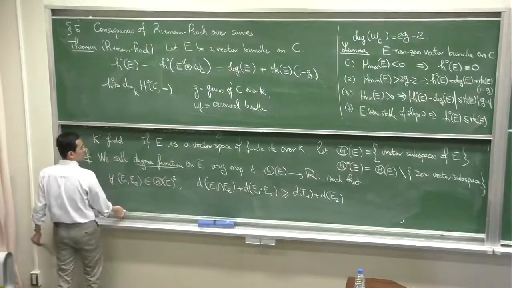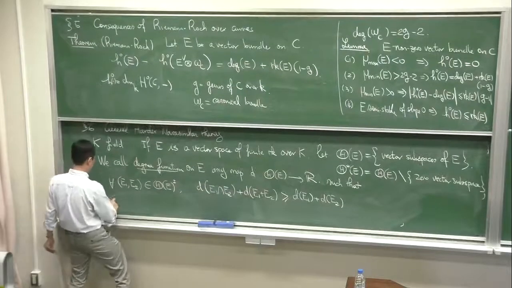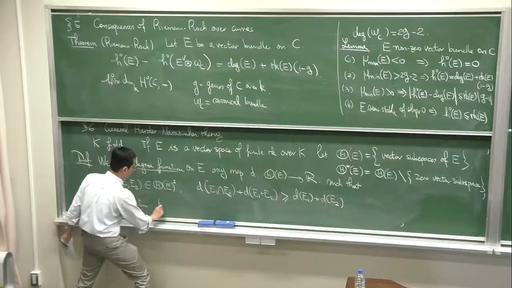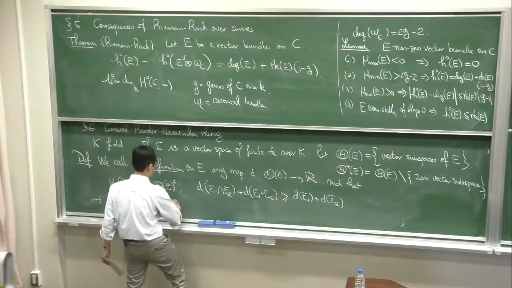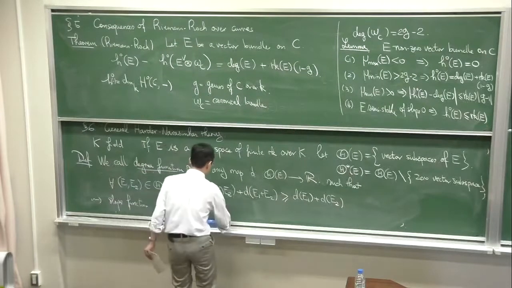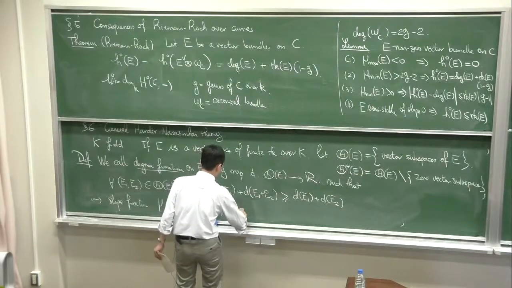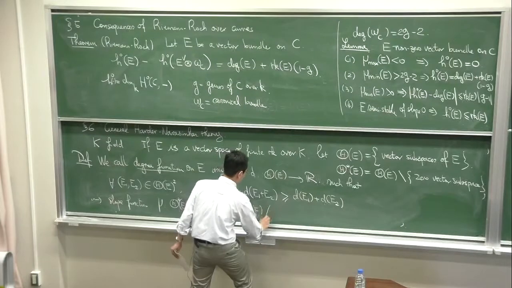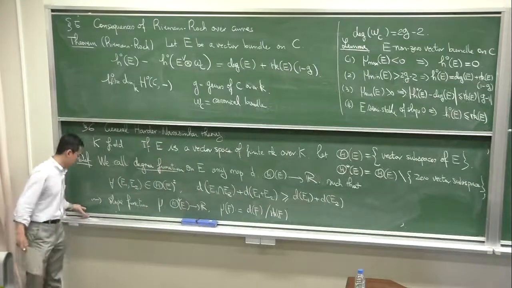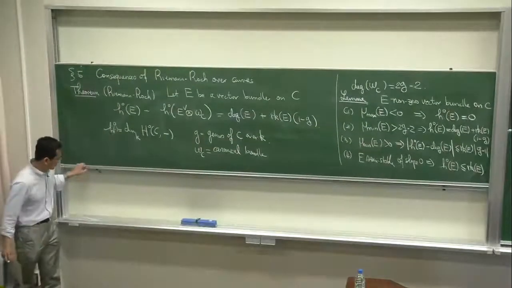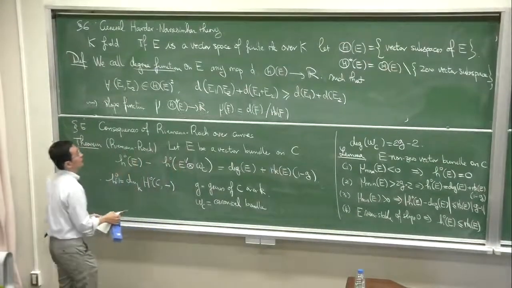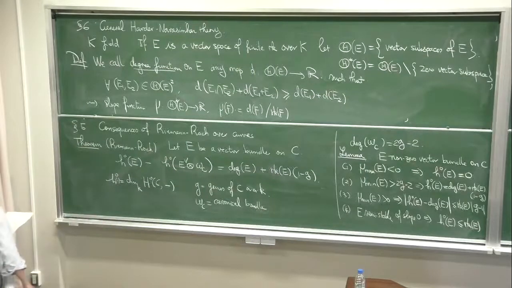So then if you have such a thing, you get some slope function, mu from theta star of E to R. So mu of f is just defined as the degree of f divided by the rank of f. So you see, these are very general, very natural analogs of degree and slope functions on vector bundles.